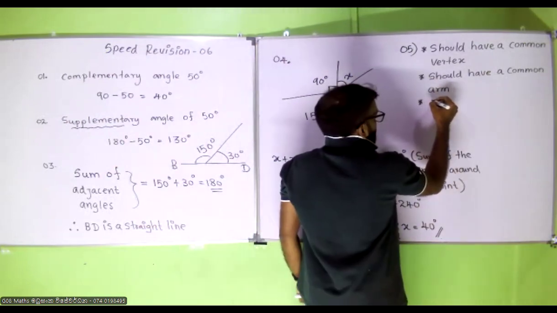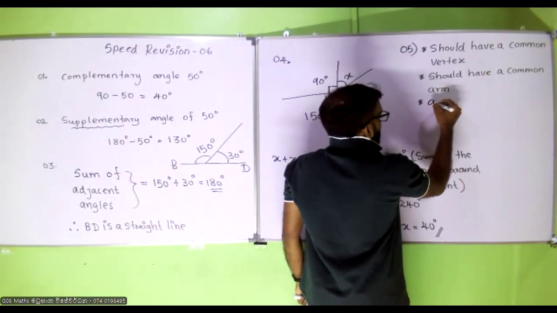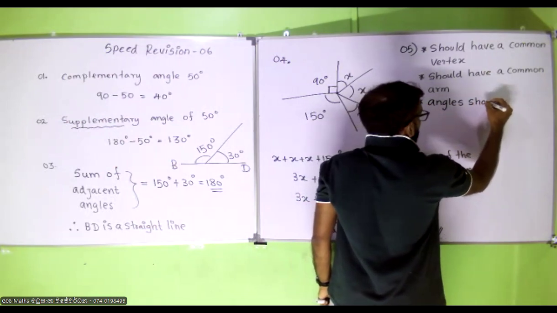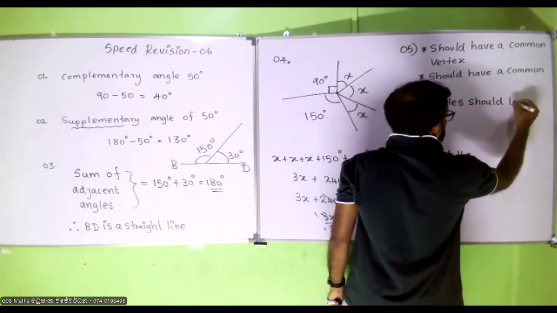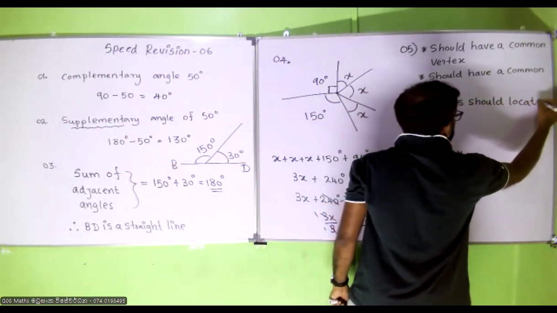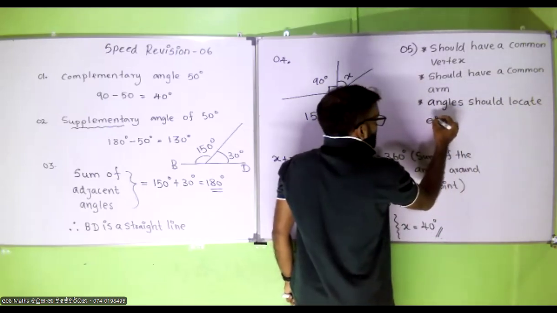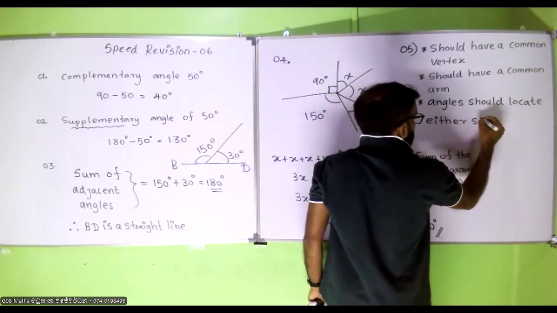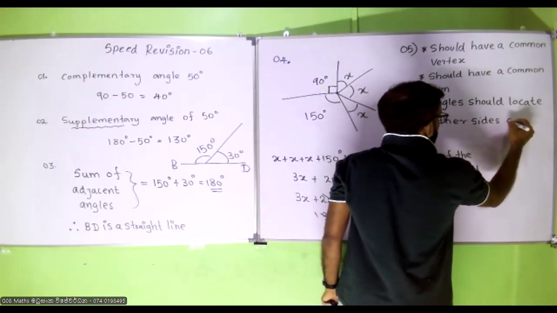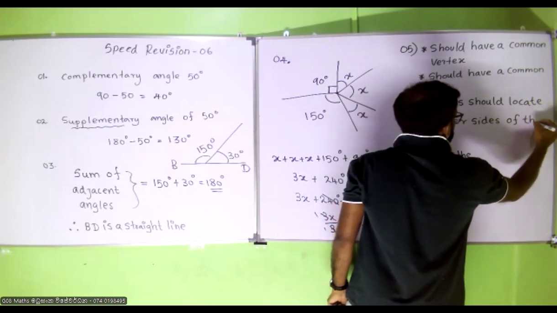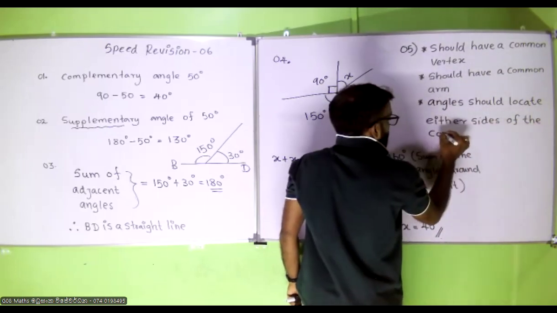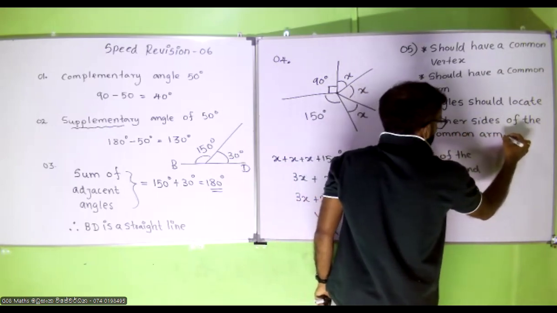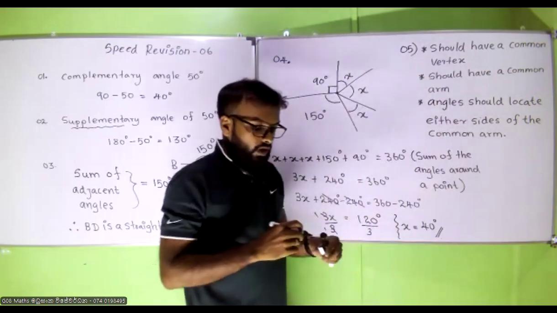So angles should be located on either side of the common arm. Both sides, either side of the common arm. So this is the answer for the fifth one.